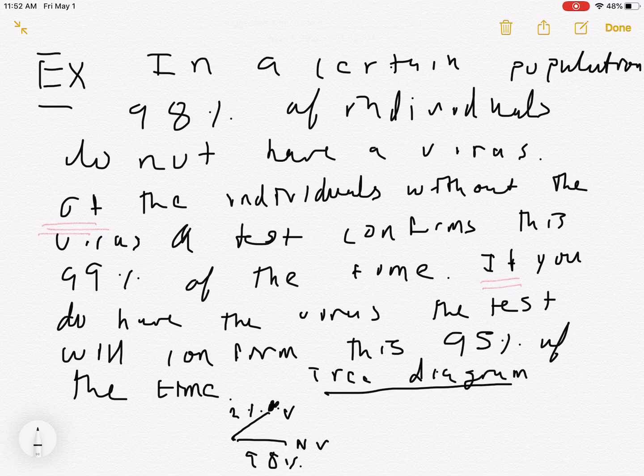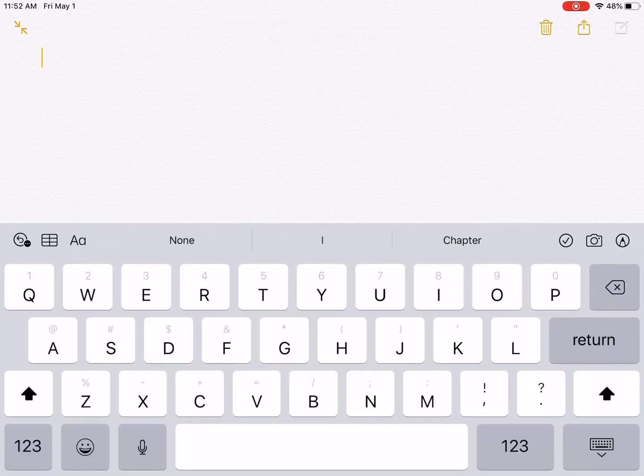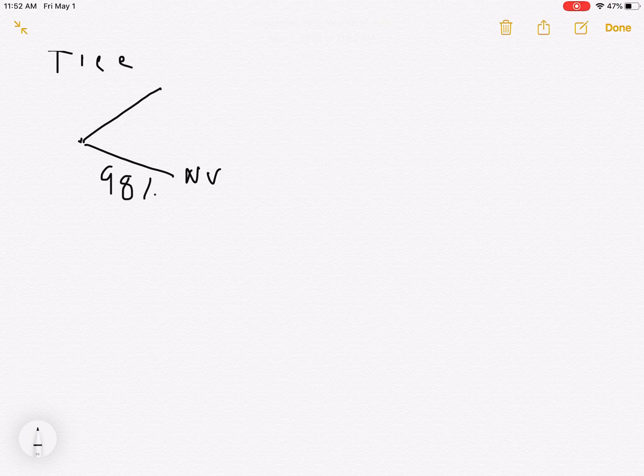So for each branch, there's a test, and you can test positive or you can test negative. Positive or negative. So let me redraw this tree. So not virus, that's 98% of the population. Here's going to be the virus, that's 2% of the population are affected by the virus. Now, this applies to our population.